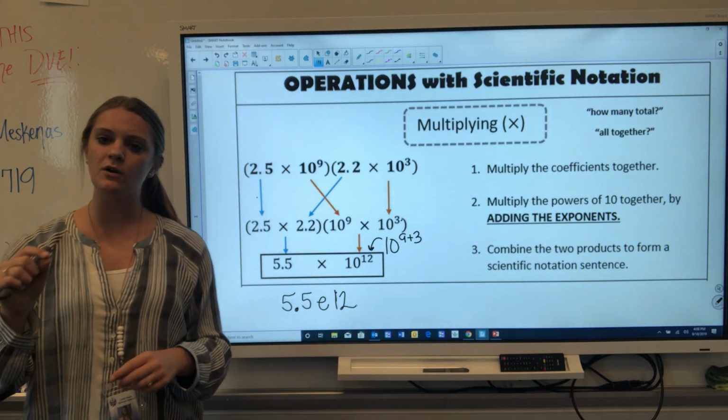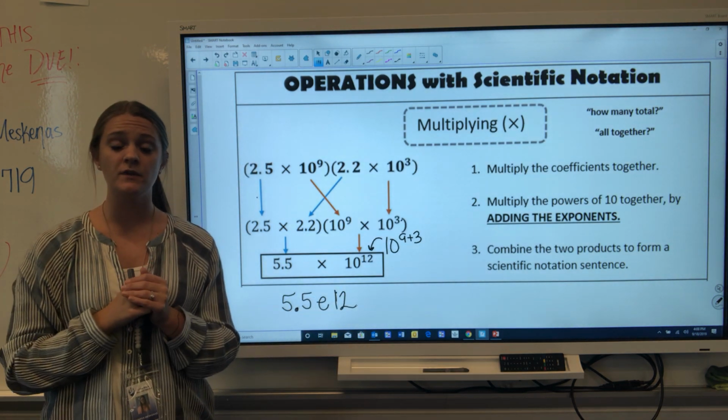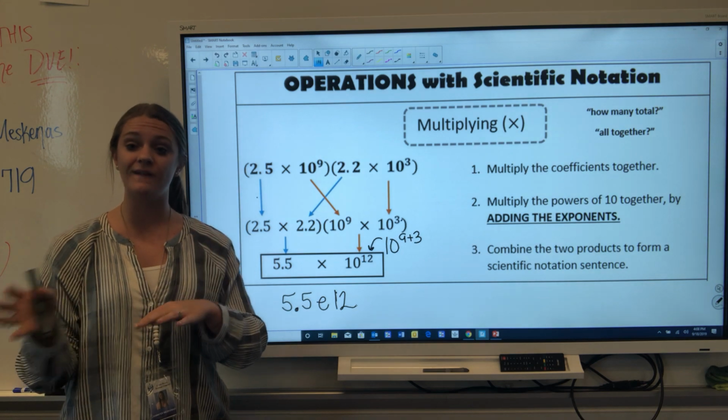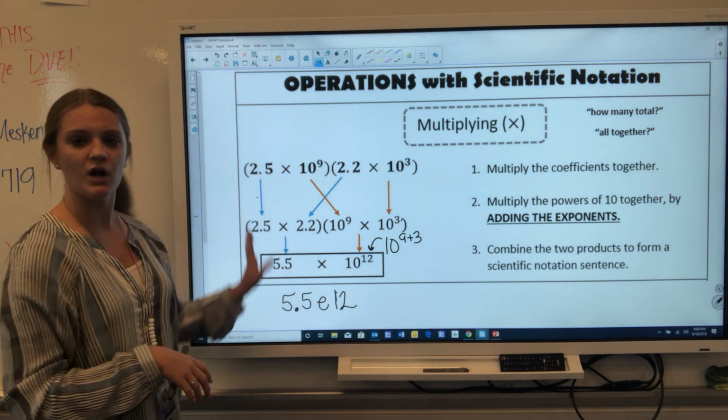So maybe write that below your notes just so you know what that would look like in a calculator. So we're going to practice in a second, but we'll cover dividing next. So take a second, process that.